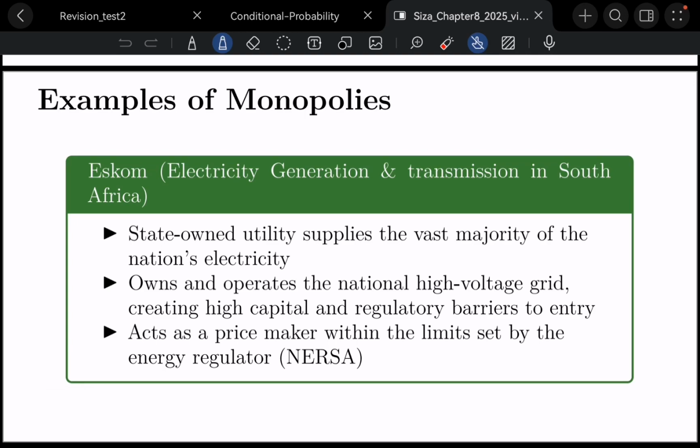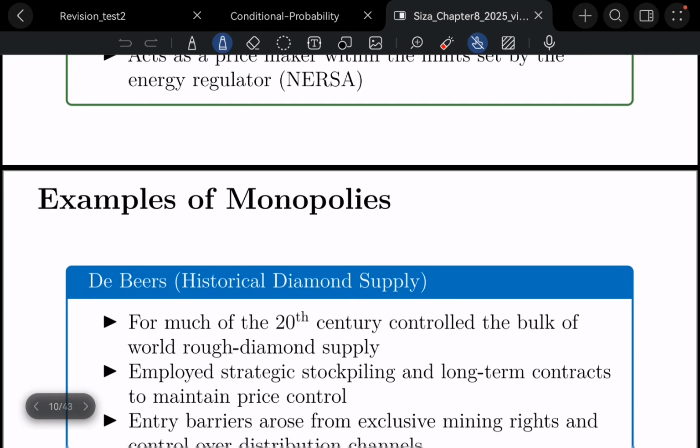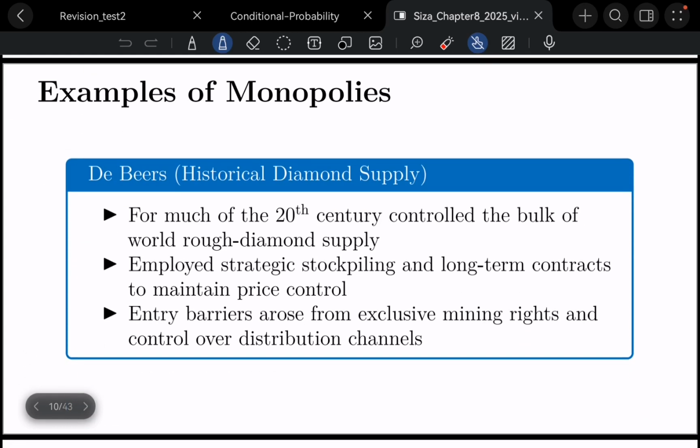Eskom is an example of a monopoly, right? And this is a regulated monopoly, state owned, and it operates and owns the national grid, and it produces, and up to recently it was the only official producer of electricity. And then obviously with changes, there are now independent power producers. So there's also NERSA, which regulates the quantity, which ends up meaning they regulate the price in essence. And then another example we can look at is De Beers.